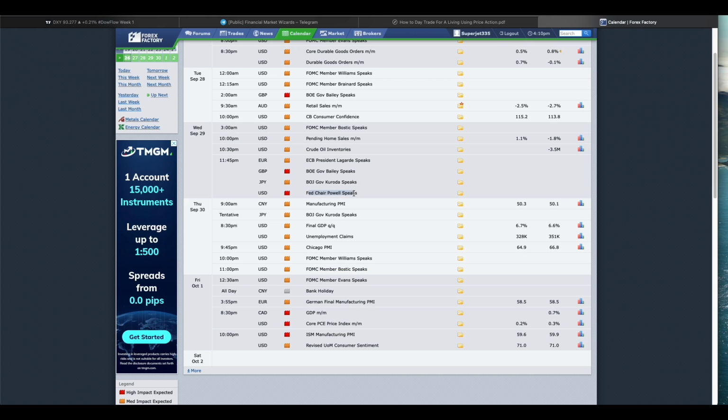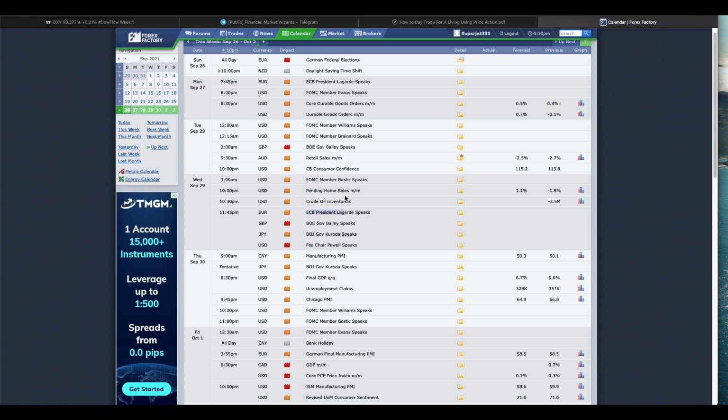You have this federal chairman speech as well. You have BOJ, BOE, ECB, pretty much everything. Most currency pairs have speeches happening next week. So you want to be very careful. I don't expect it to be an easy week, okay?